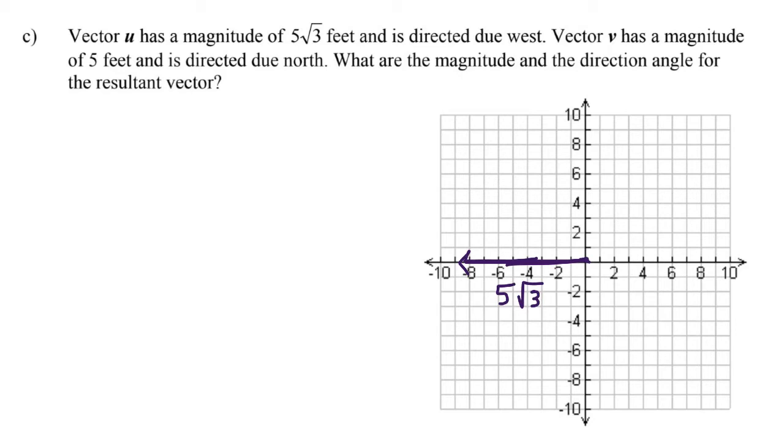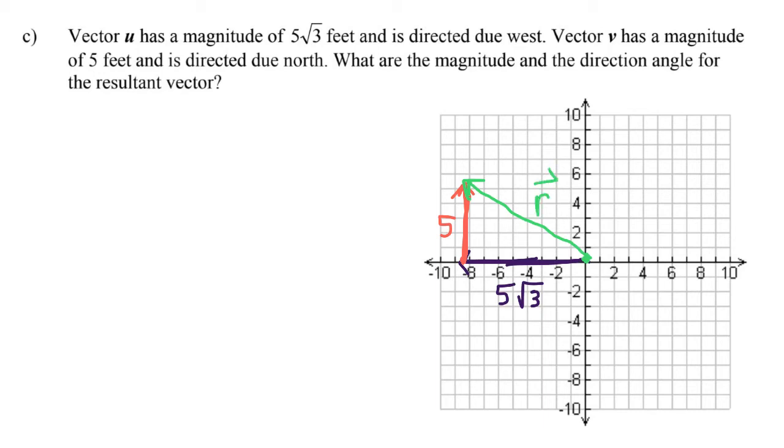And then we have another vector that has a magnitude of 5 feet and is directed due north. So here's my other vector, that is 5 feet. And now I need to find the magnitude of our resultant vector. Our resultant vector will start where the first one started and end where the last one ended. That's our tip to tail. So there's our resultant vector R.